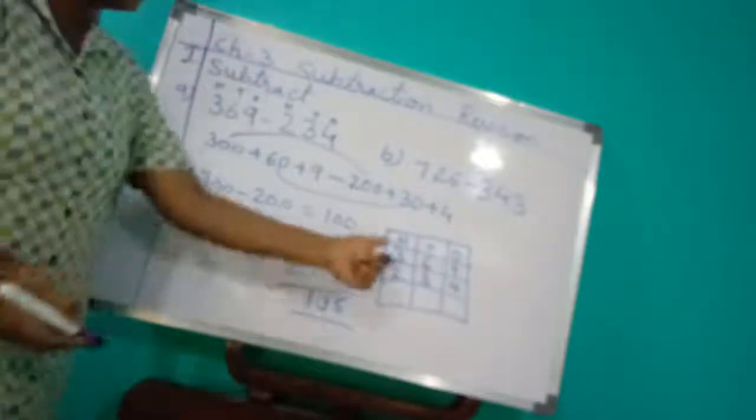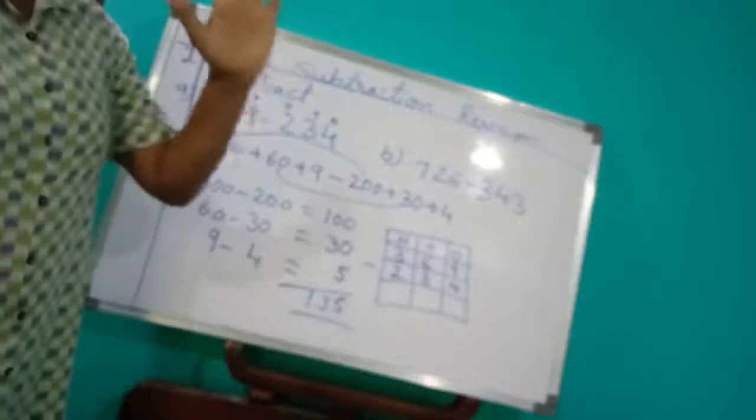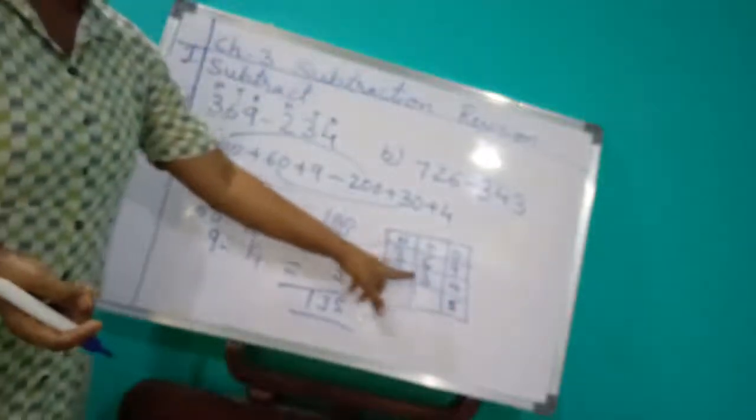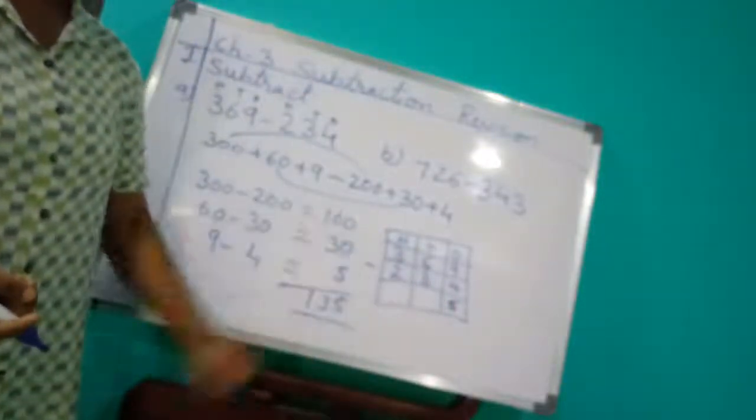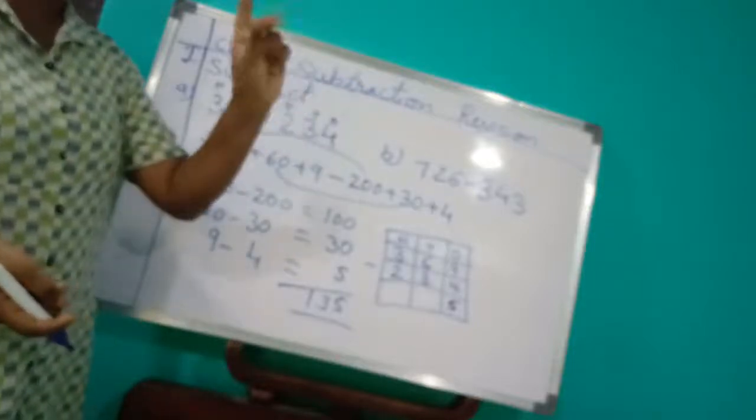9 after up, 4 after up to 9 you should count. 4 after 5, 6, 7, 8, 9. How many fingers? 5. Here, 6 minus 3. 3 after up to 6 you should count. 3 after 4, 5, 6. How many fingers? 3.